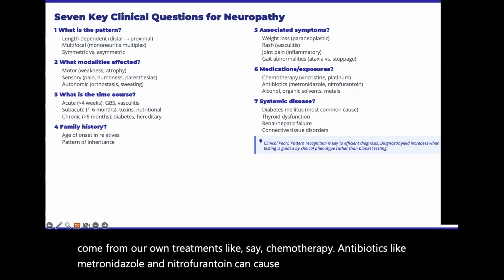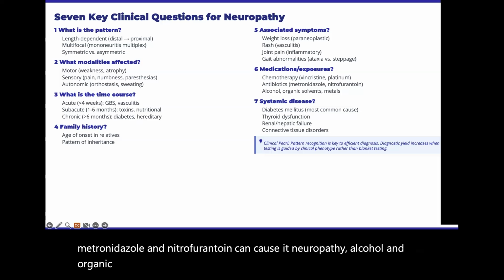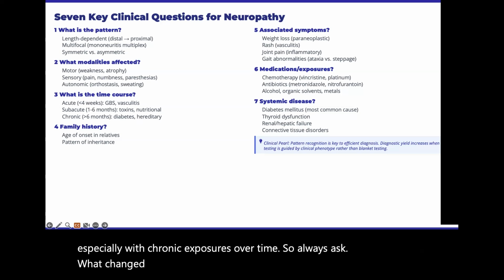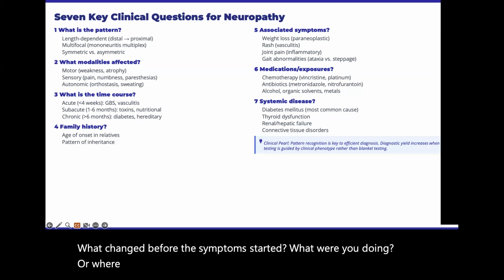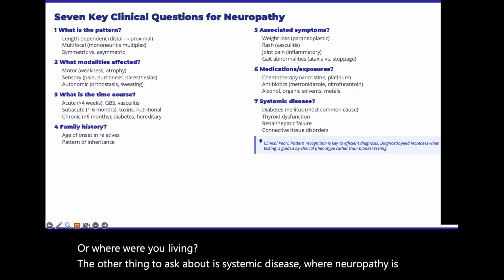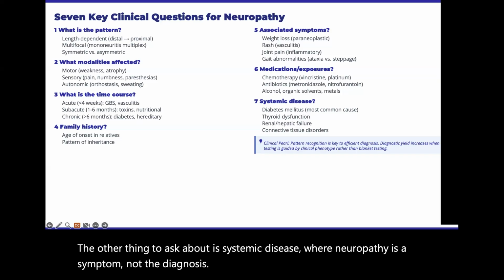Alcohol and organic solvents can cause it. They can cause chronic axonopathy, especially with chronic exposures over time. So always ask, what changed before the symptoms started? What were you doing? Or where were you living? The other thing to ask about is systemic disease, where neuropathy is a symptom, not the diagnosis. So neuropathy is often downstream of something bigger.